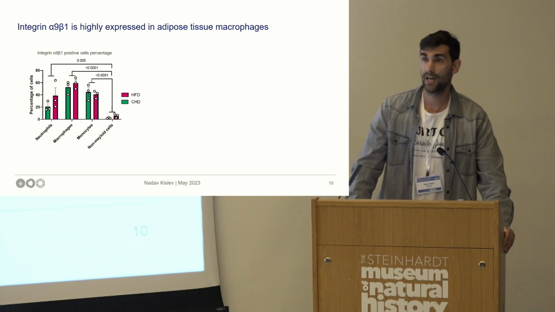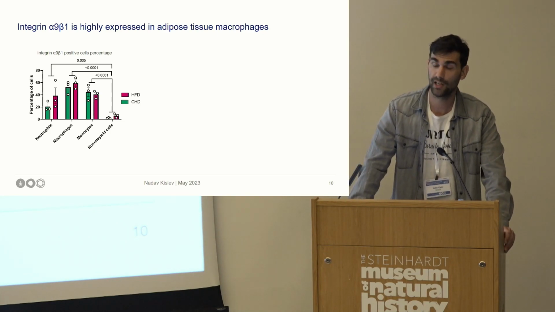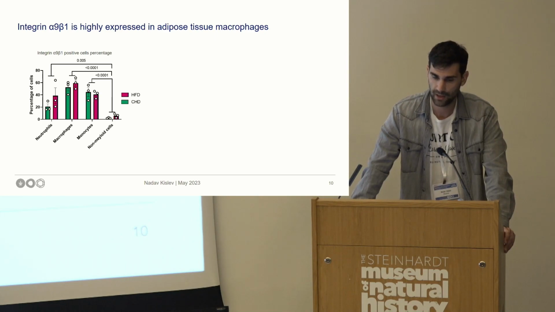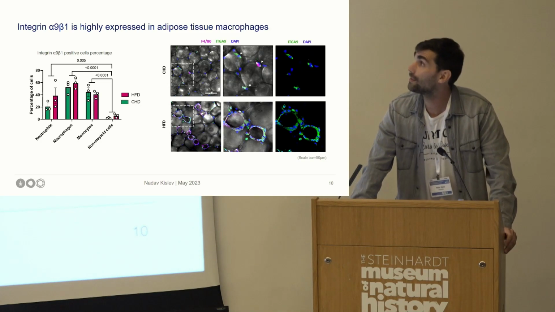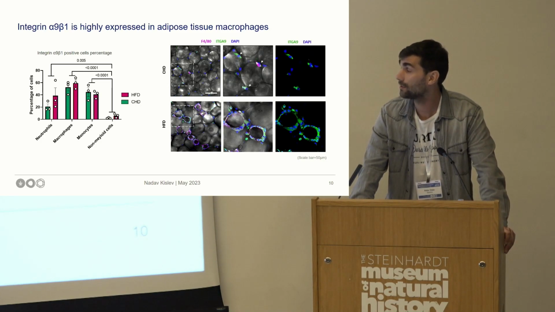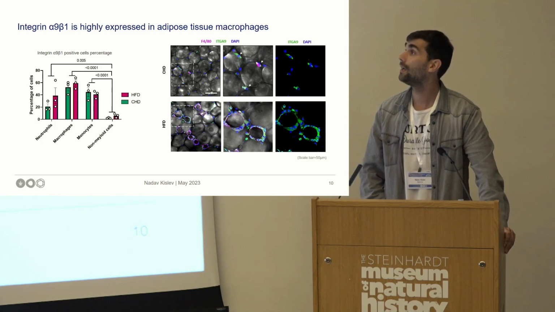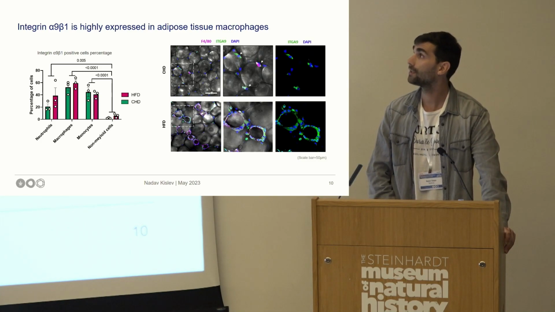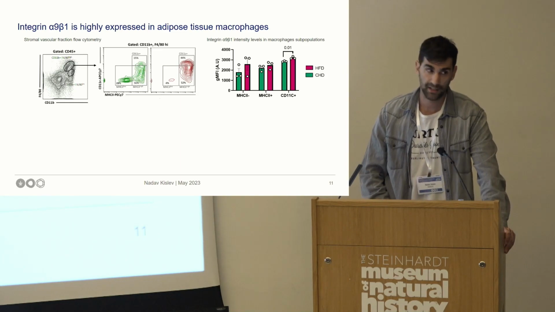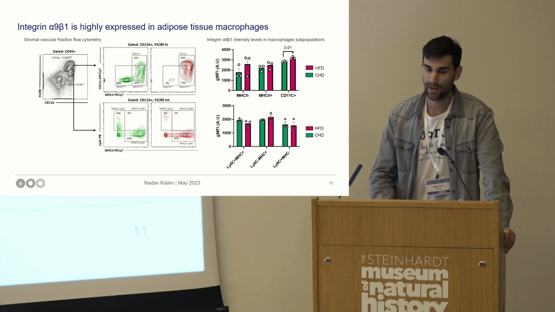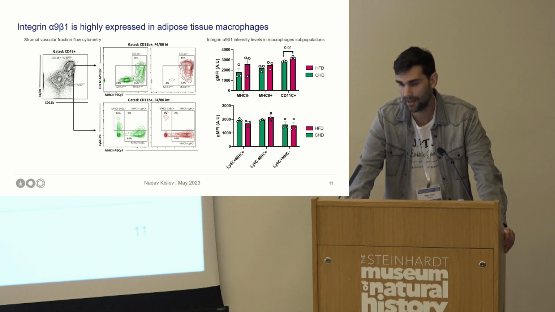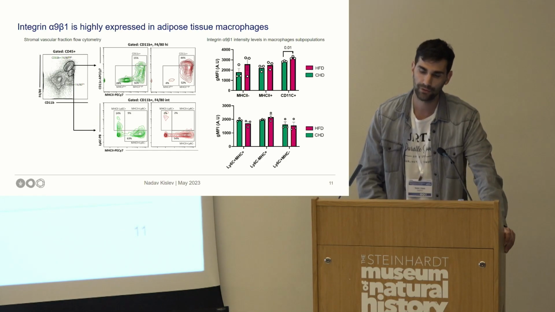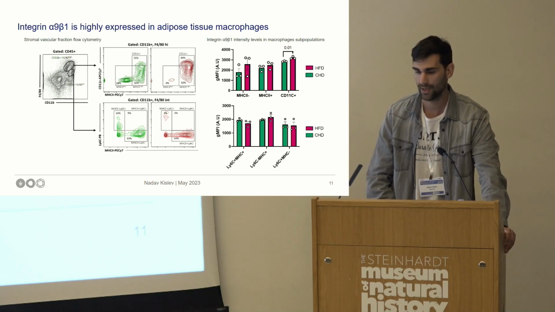We started off with studying integrin alpha-9 beta-1 expression in adipose tissue, and we saw that it is mainly expressed in myeloid cells, and more specifically in macrophages. And here in this staining, you can see that it is highly co-localized with F4/80 in both high-fat diet and low-fat mice. And when we studied the different subpopulations in adipose tissue macrophages, we saw that integrin is quite ubiquitously expressed across those subpopulations, with slight upregulation in the pro-inflammatory infiltrated macrophages subpopulation.